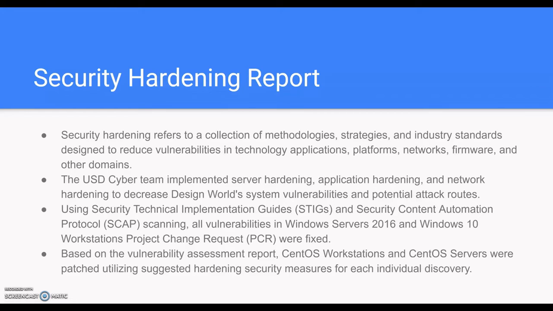Security hardening is a set of approaches, strategies, and industry standards that are used to minimize vulnerabilities in technology applications, platforms, networks, firmware, and other domains.